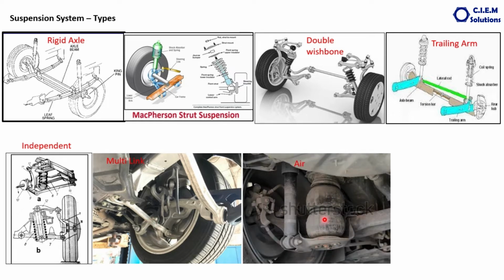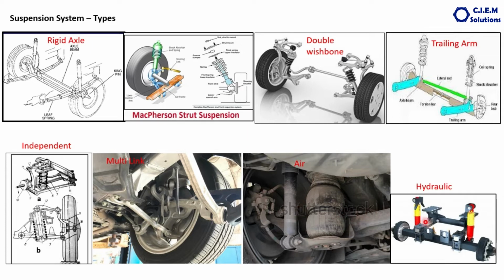The other one is the air suspension system, which is used in luxury buses like Volvo, Mercedes-Benz and so on. This purely works with the air system. This particular item is called the air spring, supported with the shock absorber. And another one is the hydraulic suspension system, which is used in higher capacity or heavy duty mining trucks.